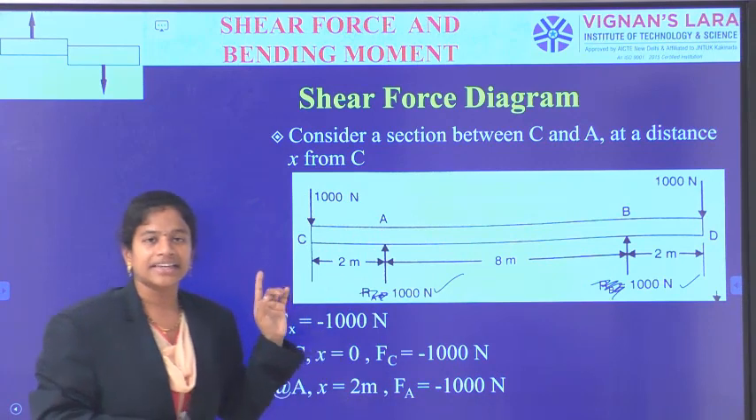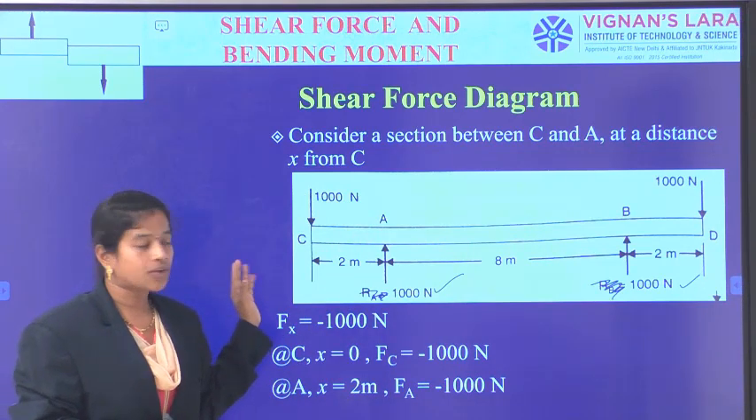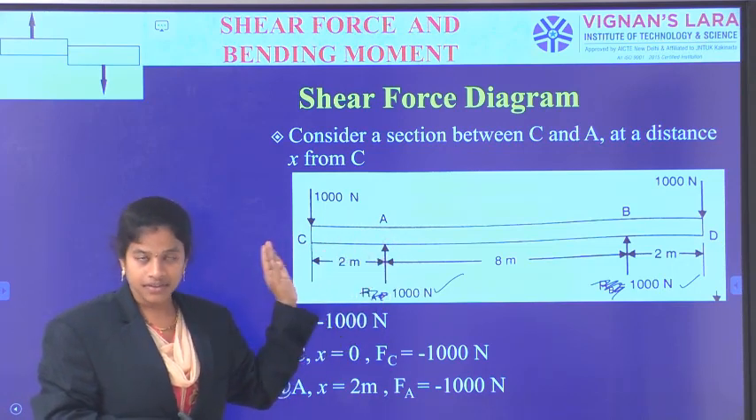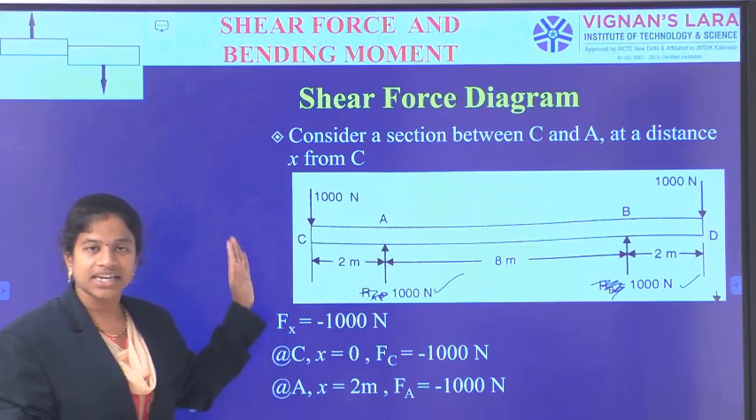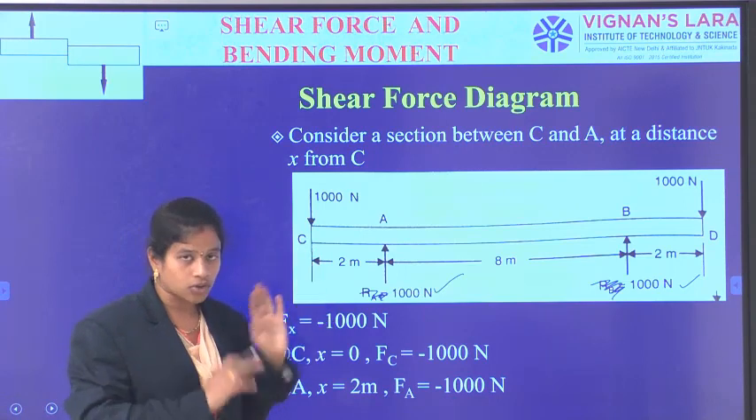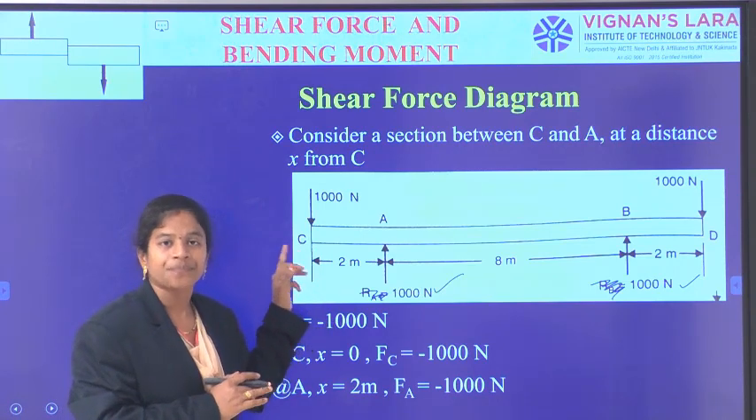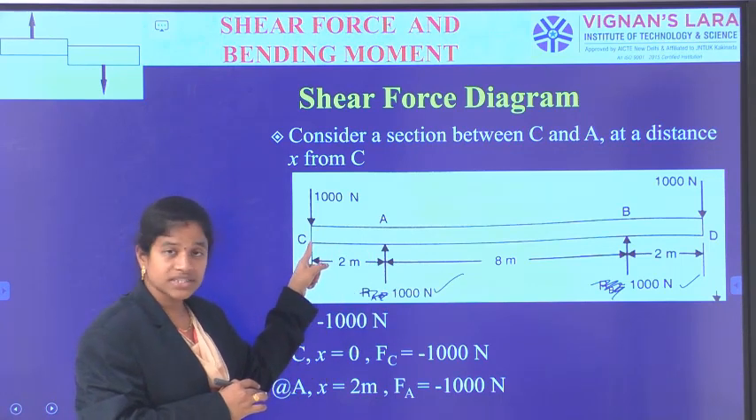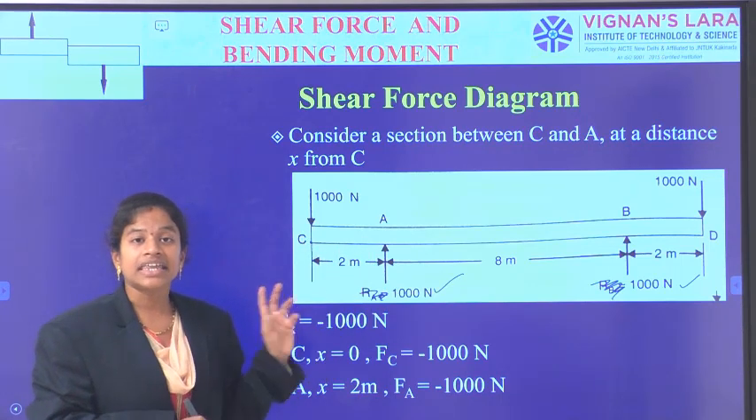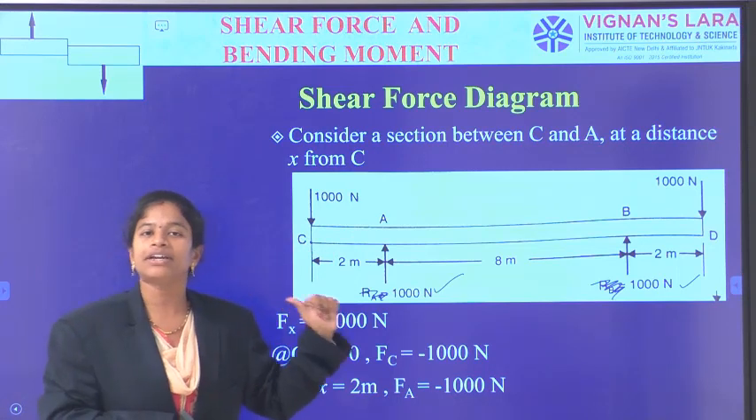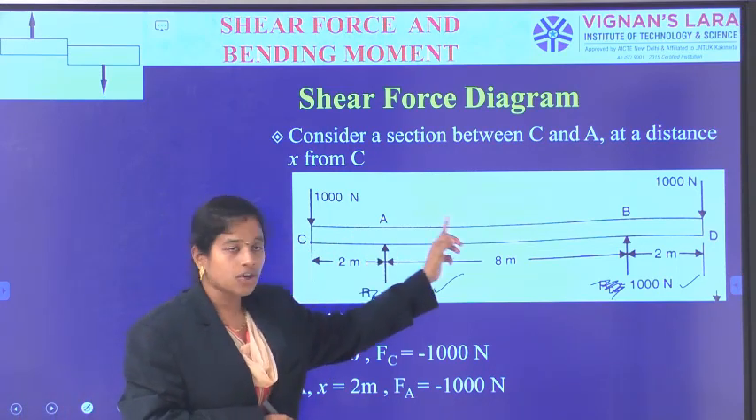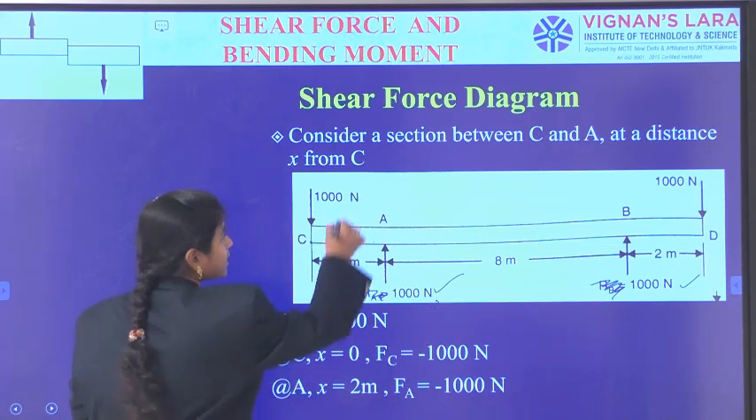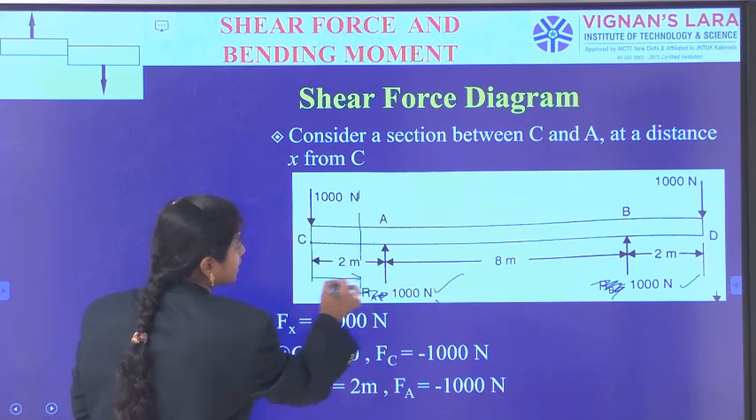Now, firstly I need to consider a section in between the left support and the next point where the load is varying. Firstly, I am considering a section line from the left point, not from the support, from the left point. Okay. From C, I am measuring the distance of the section line. Now, from C, at a distance x, in between C and A. Why in between C and A? Because once I cross this A point, I am adding a 1000 Newton load. So, in between C and A, I am taking a section line, which is located at a distance x.